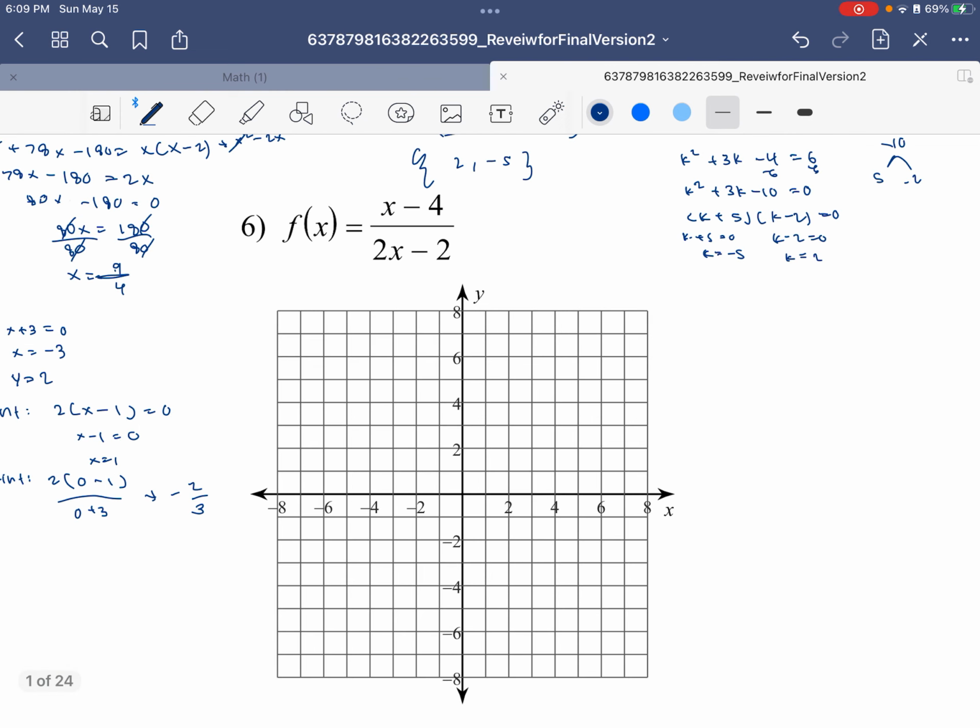Okay, so for the next one, same thing, holes. Starting off with holes, there's going to be none because there's no common factor in this case. Vertical asymptote, we're going to solve for the bottom, so 2x minus 2 set to 0. 2x equals 2, x equals 1. So your vertical asymptote is going to be at 1. Okay, and then your horizontal asymptote, in this case the degree is the same, so it's going to be the numerator coefficient over the denominator coefficient. So you have y equals 1/2. It's like here.